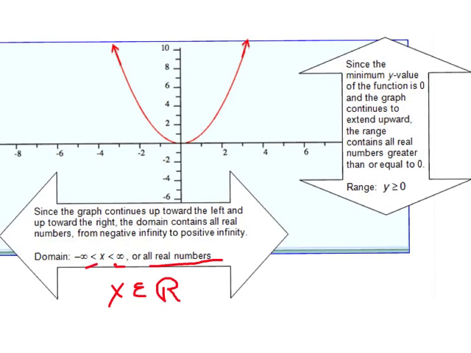Okay? And here, since the minimum y value of the function is 0, 0 is the lowest point. It comes on the y-axis. And the graph continues to extend upward, and the arrows indicate it's going to continue to go upward. Then we can say that the range is y greater than or equal to 0. So all real numbers that are greater than or equal to 0.